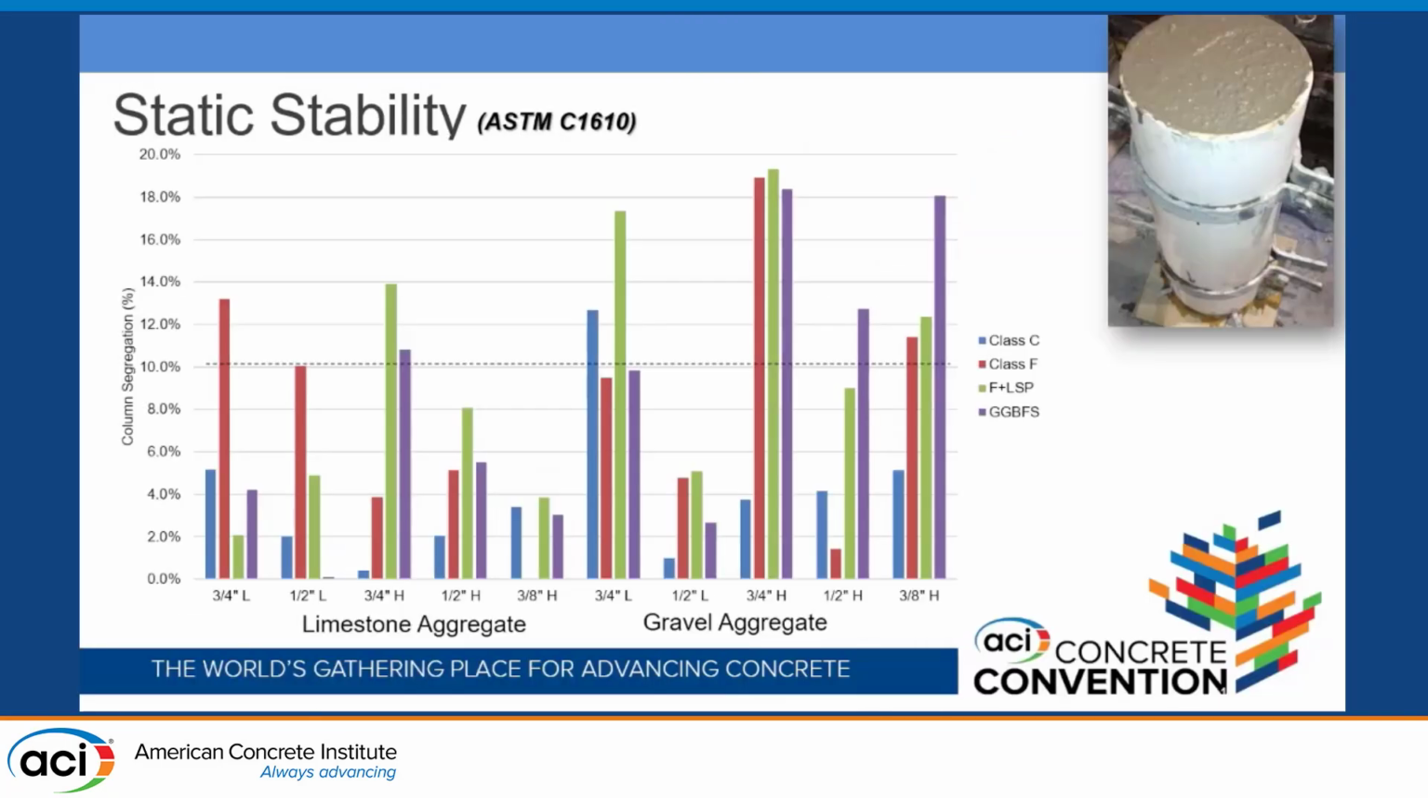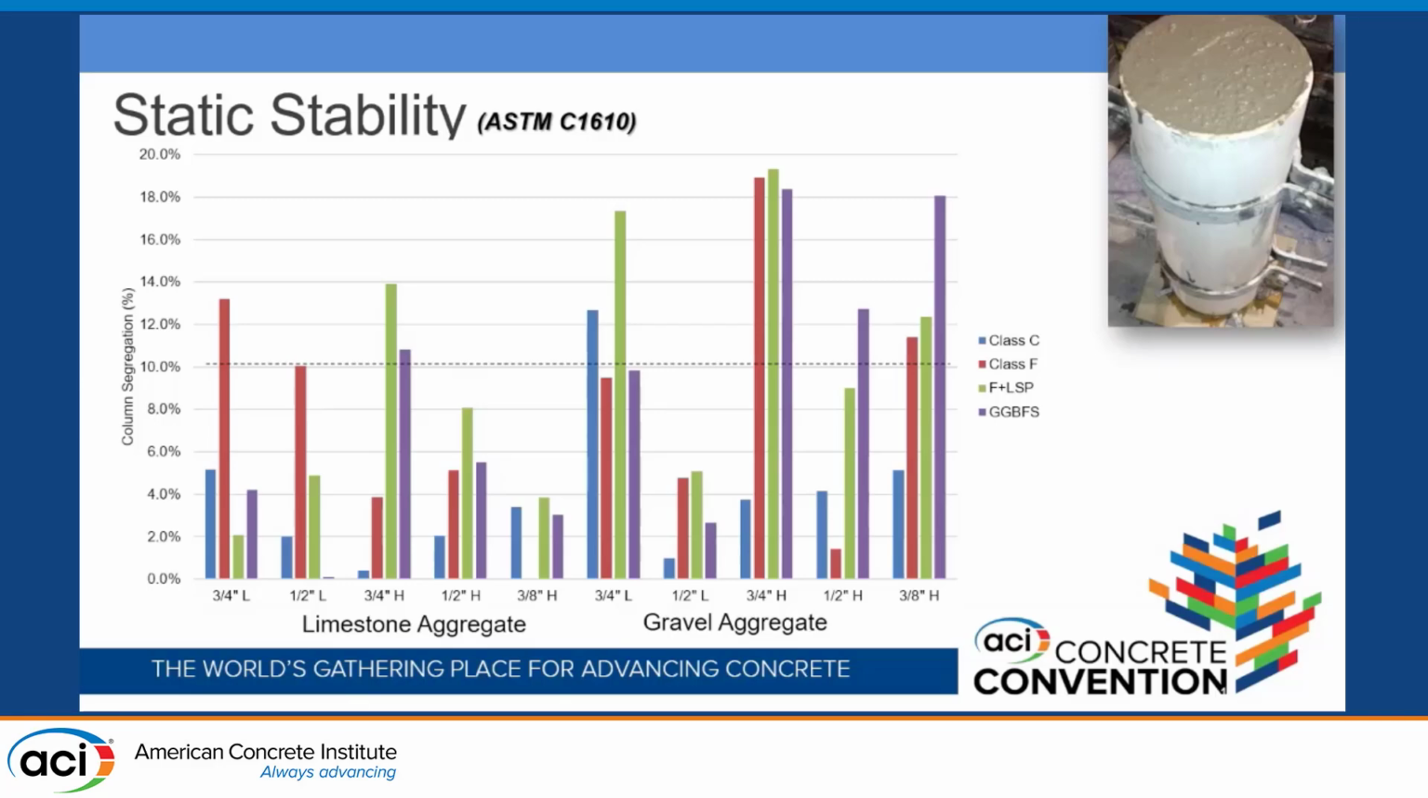Looking at the static stability using the column, we did that using the column and using the penetration test as well in the next slide, and with 10% being the limit to consider there is segregation. So you can see from 10 actually to 20 is moderate, and more than 20 is really high. So below 10 is very good stability.